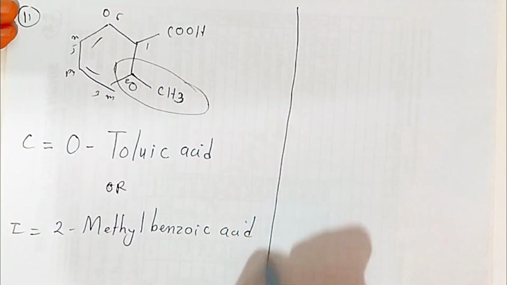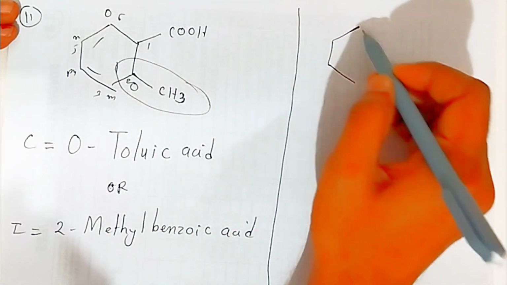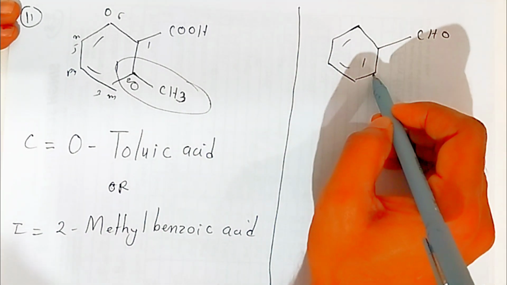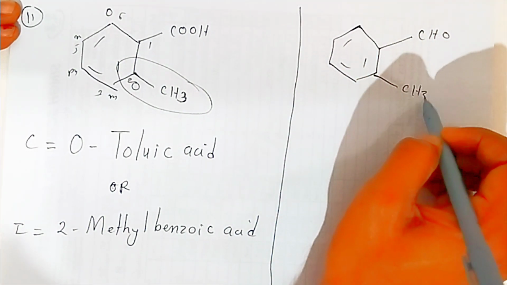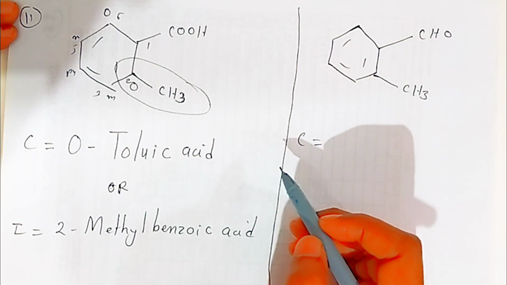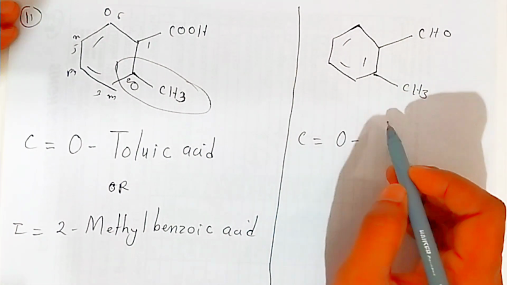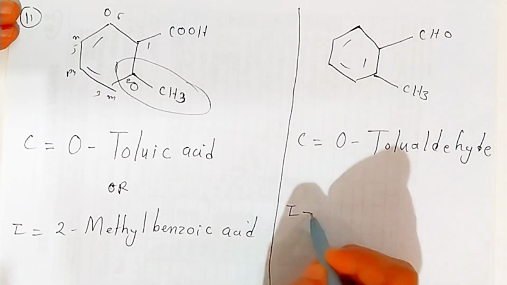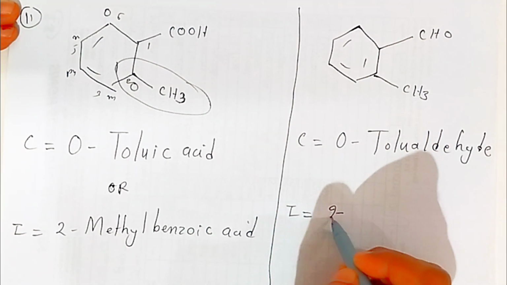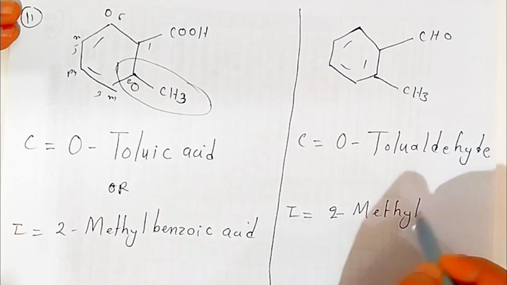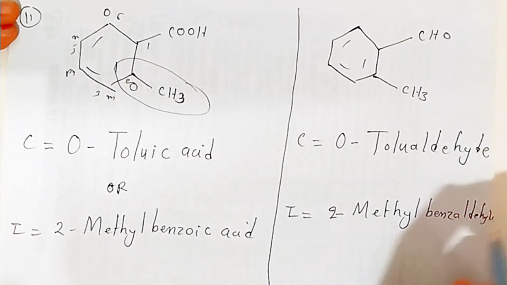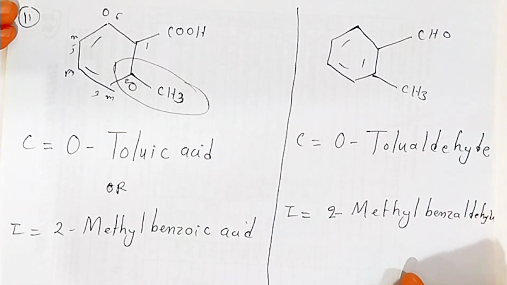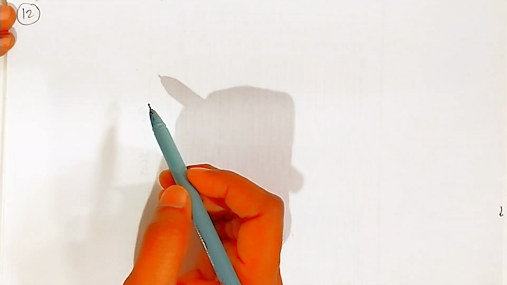Now students, in the aldehyde, this is an aromatic aldehyde. Here the methyl is attached. Now what will be the common name, students? In the common name we call it ortho-tolualdehyde. In the IUPAC name, we call it 2-methylbenzaldehyde. So 2-methylbenzaldehyde is nothing but ortho-tolualdehyde. That is the 12th molecule that we are going to see, students.